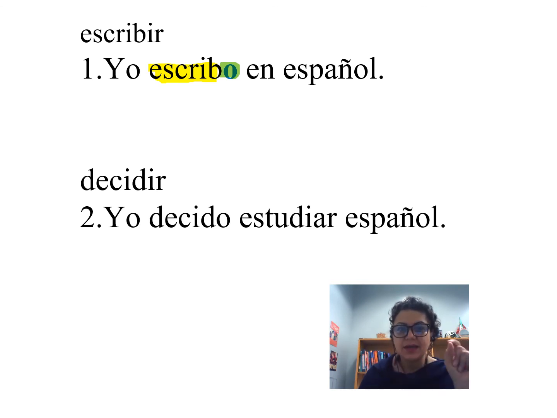Decidir, to decide. Yo decido estudiar español. We have the subject, we have the conjugated verb. Remember, we keep the stem, and we change the ending in the yo form.